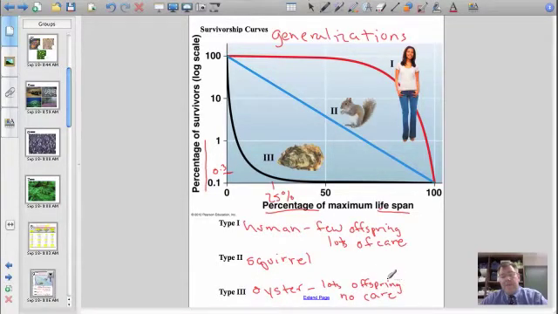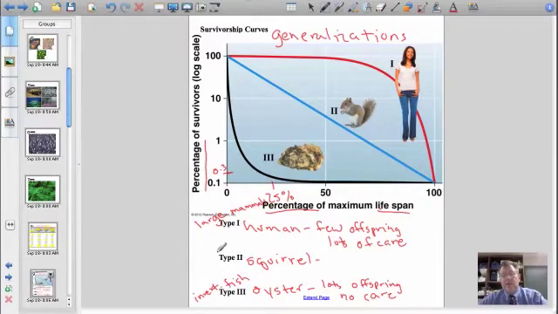So the parent may just lay the eggs and then leave, and the offspring are on their own, and a tremendous number of them are going to die almost immediately. The few that do survive to, say, half of their maximum lifespan, almost all of them are going to make it to their full lifespan. Where are most organisms? Type 1, we've got humans, we have other large mammals. Typically, those are your larger organisms. Type 3, we have a lot of invertebrates, we have fish, and that sort of thing.